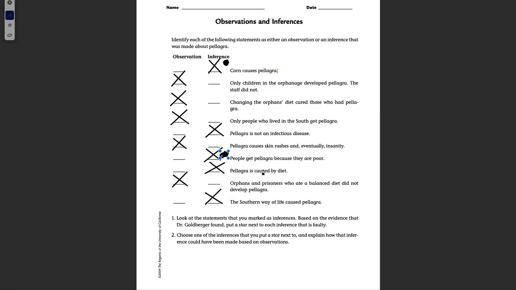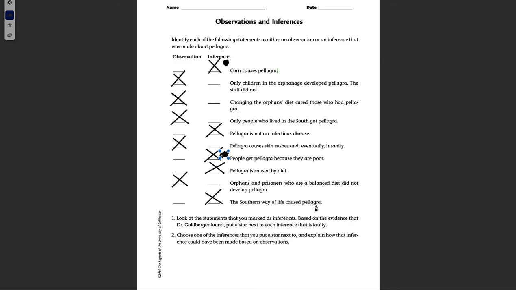Okay, moving on. Pellagra is caused by diet. Well, I think that this would be considered true because we saw what happened when the orphans and prisoners' diet was switched up, and they started eating more nutritional meals, that they were cured from pellagra. So we would say that pellagra is caused by diet. We would say that that is true.